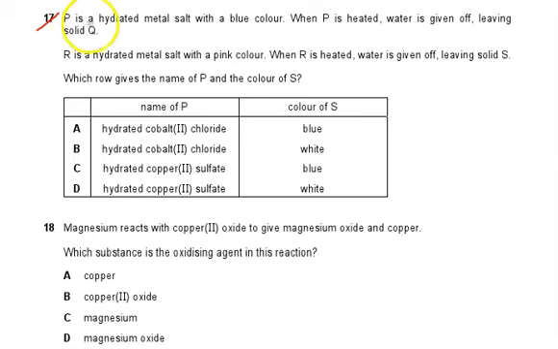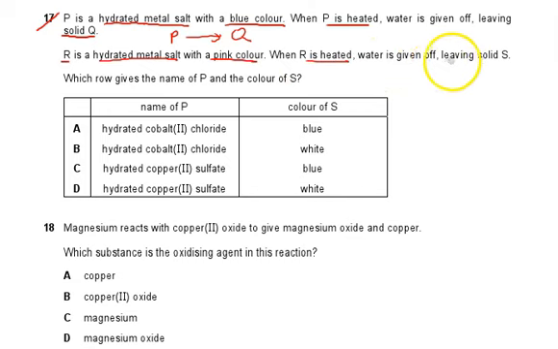P is a hydrated metal salt with a blue color. When P is heated, water is given off, leaving a solid Q. R is a hydrated metal salt with a pink color. When R is heated, water is given off, leaving a solid S. So R is heated to become S. Now they're asking for the name of P and the color of S.